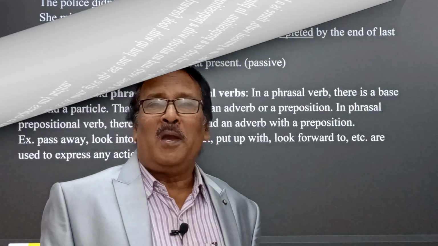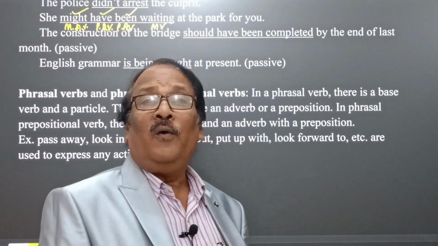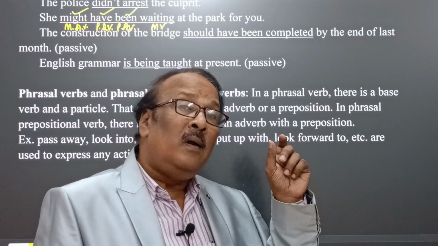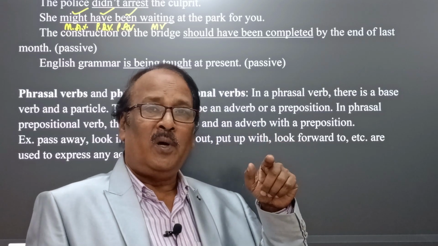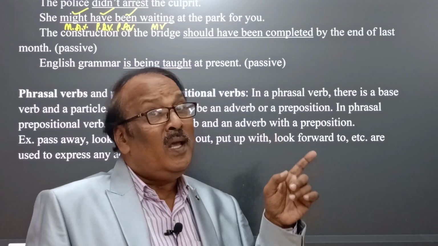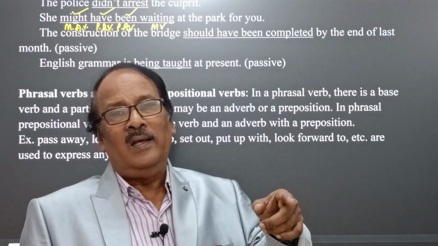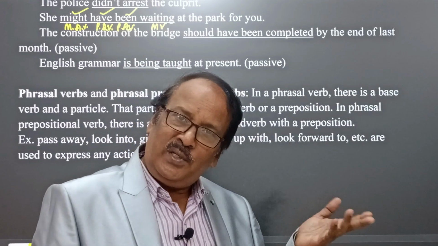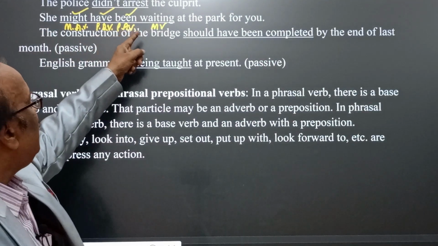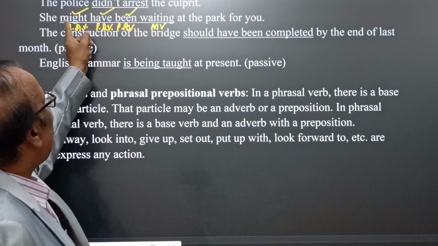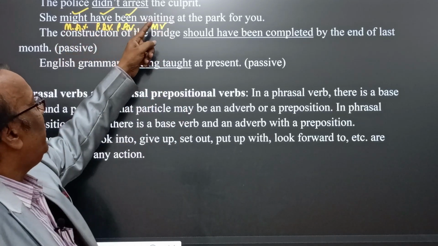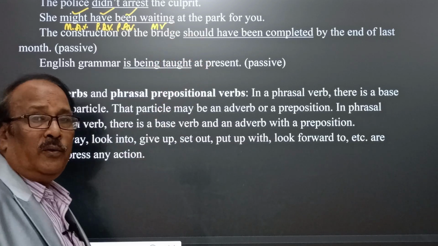So what we have discussed is that if we want to use a verb phrase with the help of modal and primary auxiliary verbs, usually the modal auxiliary verb comes first, then the primary auxiliary verb, and finally the main verb. This is the formula, and here we find the same. She might have been waiting. We cannot say have might been waiting. We have to write might have been waiting at the park for you.